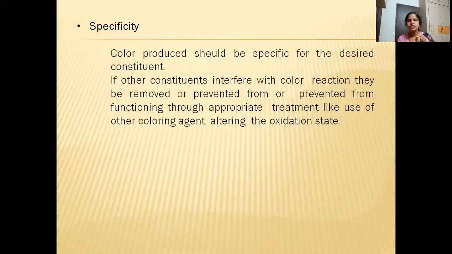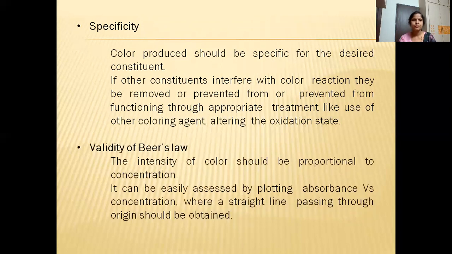Specificity. Each color or each sample will have its specific color. If that specific color is not there, what you have to do is treat it with some coloring agents, or you can change the oxidation state of that particular solution. Thereby you have to achieve specificity of the color.